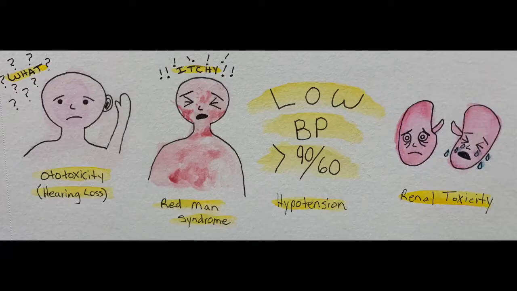Well, what's going to happen if you take this? What can you expect? You can expect some ototoxicity or hearing loss, possibly. It's kind of rare. But the trademark symptom is red person syndrome, which is a red itchy rash on your face, your neck, and your upper torso. You can also expect maybe some hypotension or some renal toxicity.